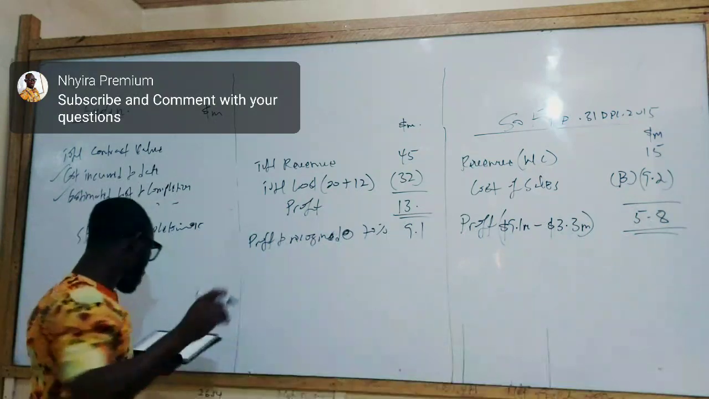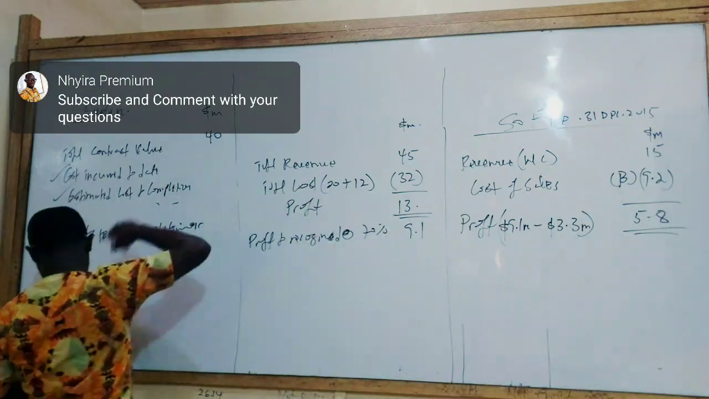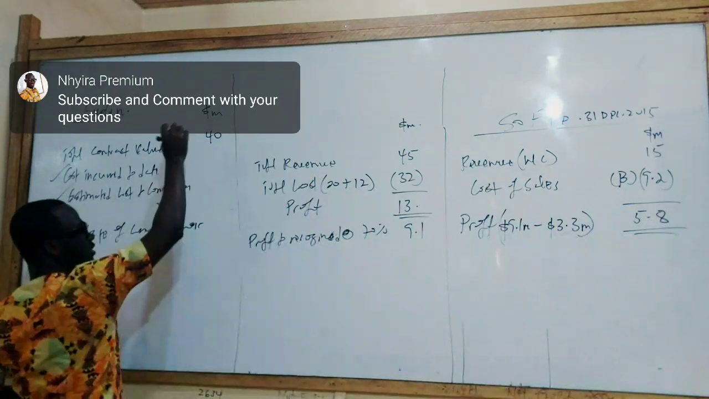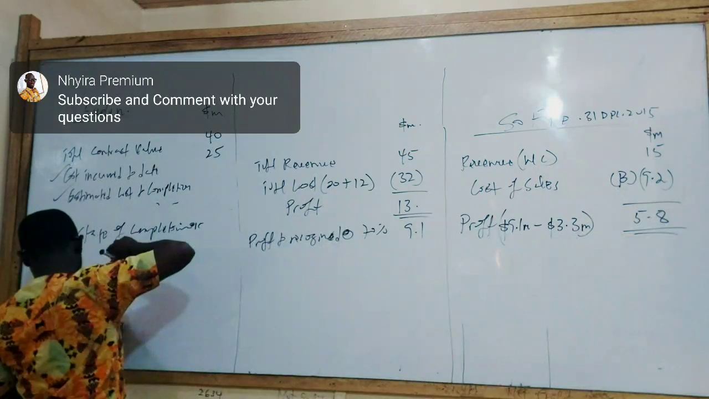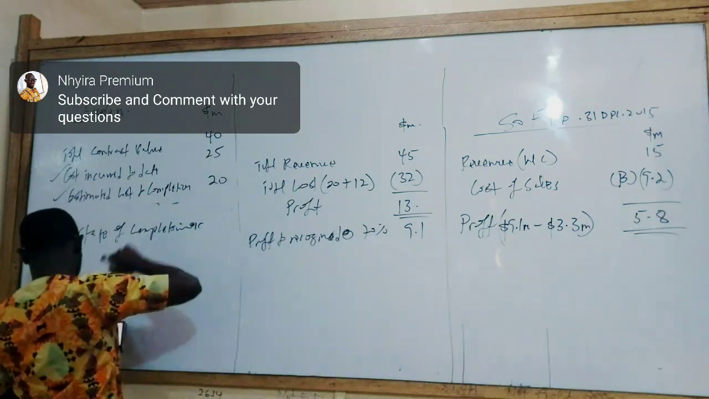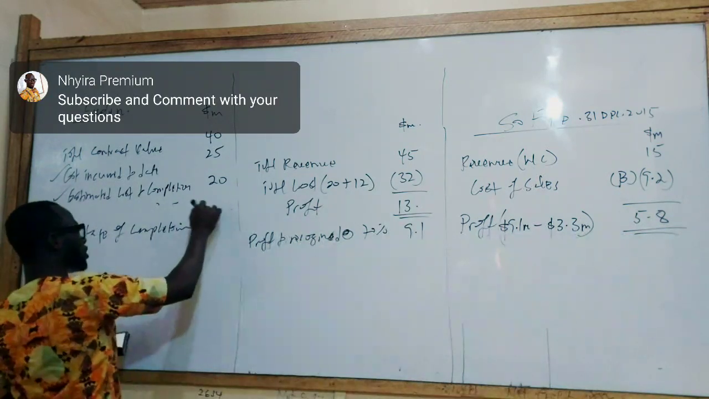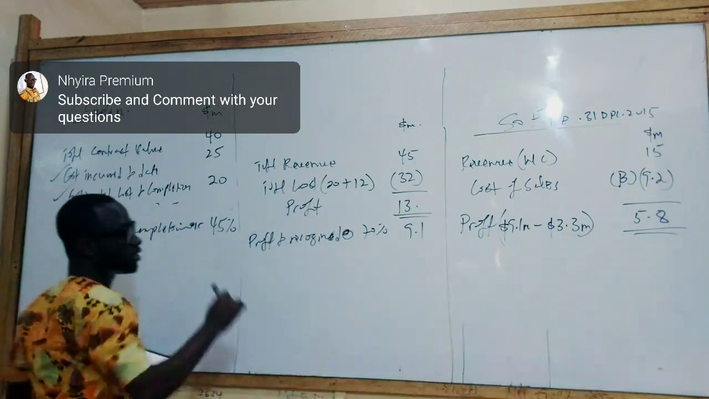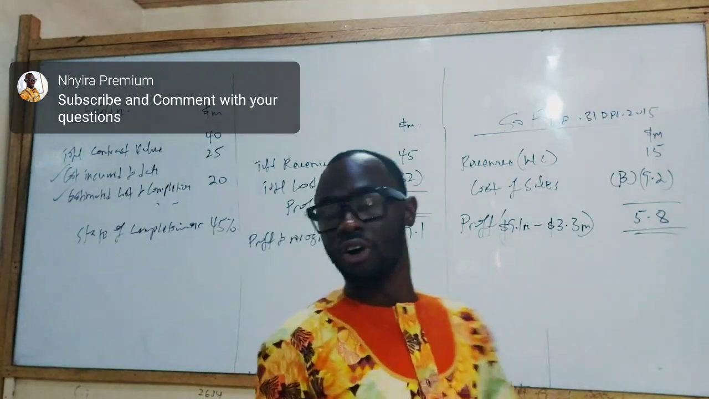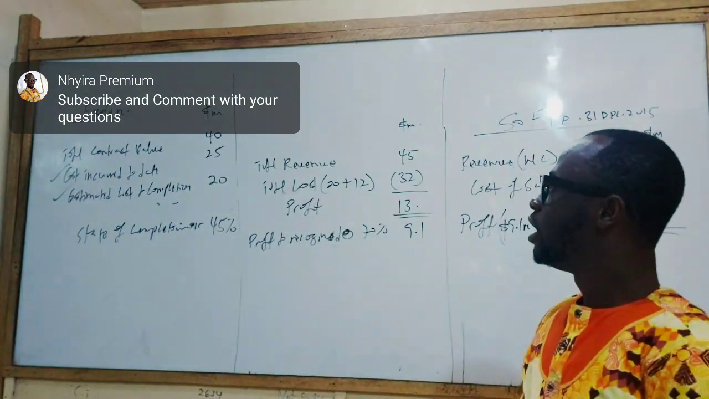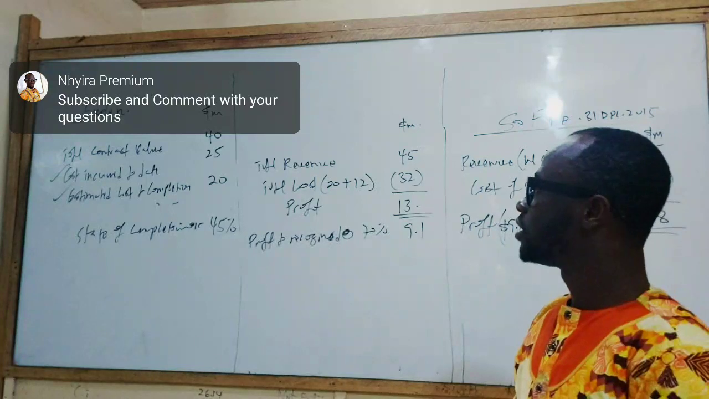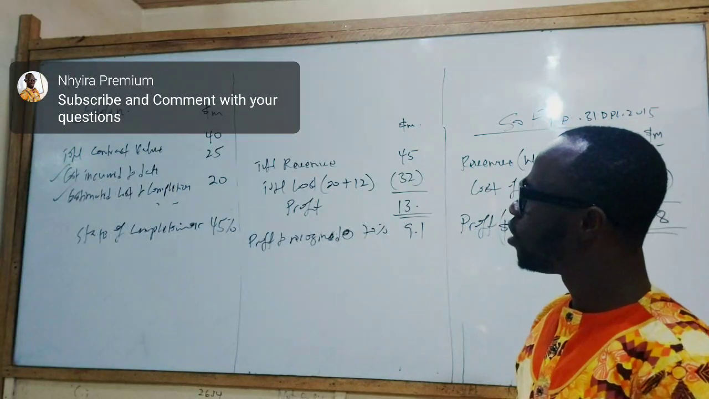So Evelyn, contract price here is 40 million. Cost incurred to date is 25 million. Estimated cost to complete is 20 million. Stage of completion is 45%. Are you okay? So we have a contract value of 40 million, cost incurred to date 25 million, estimated cost to completion 20 million.